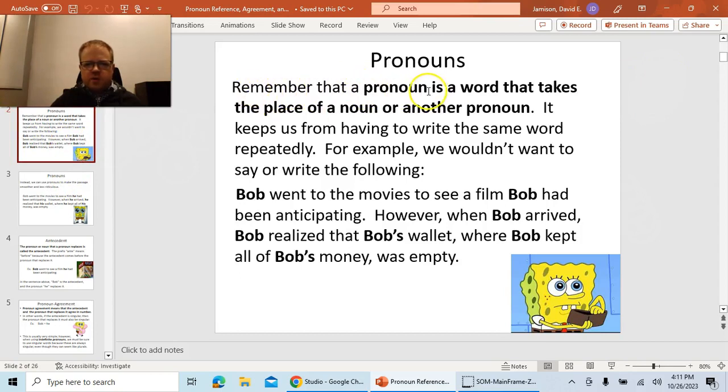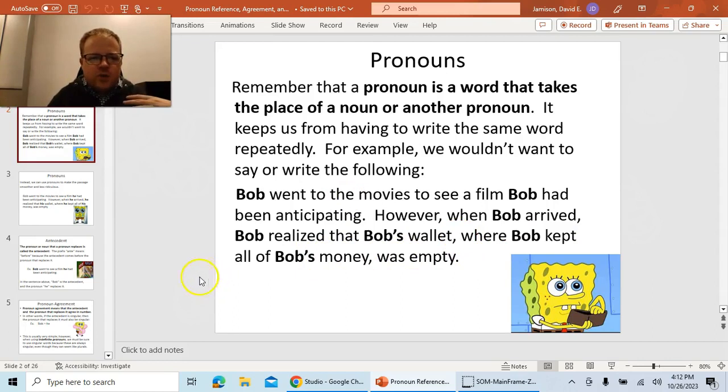Remember that a pronoun is a word that takes the place of a noun or another pronoun. It keeps us from having to write the same word repeatedly. For example, you wouldn't want to say or write the following: Bob went to the movies to see a film that Bob had been anticipating. However, when Bob arrived, Bob realized that Bob's wallet, where Bob kept all of Bob's money, was empty. Yeah, that sounded terrible, right?